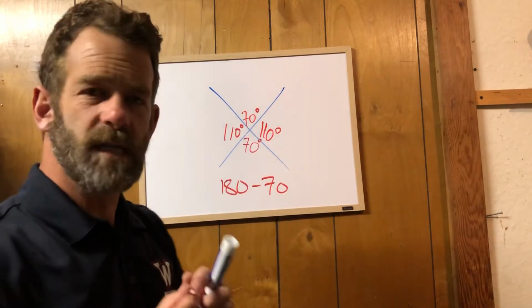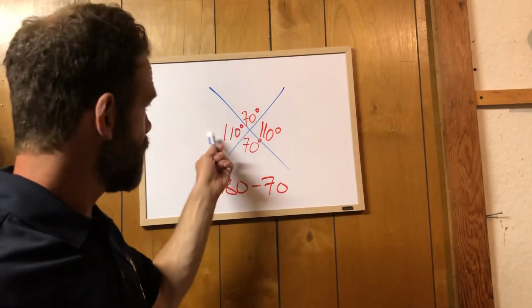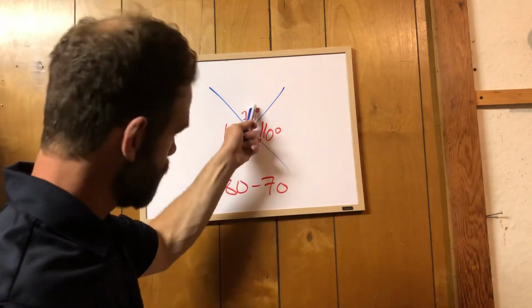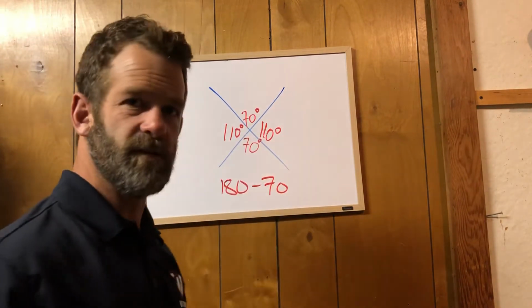See how everything works out when you fill in everything? Vertical angles are congruent. These are vertical angles.